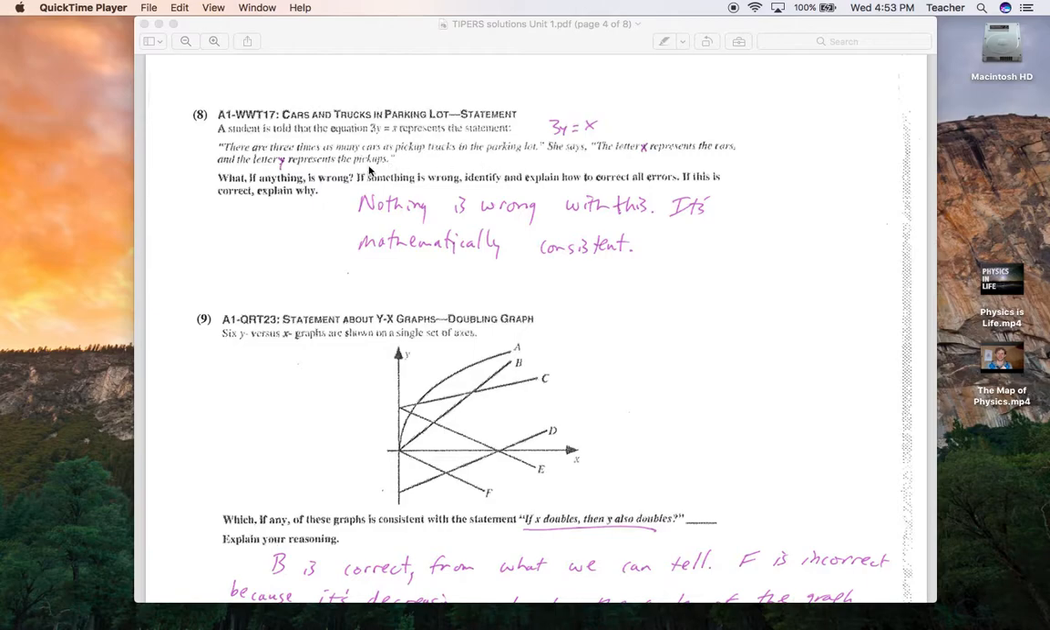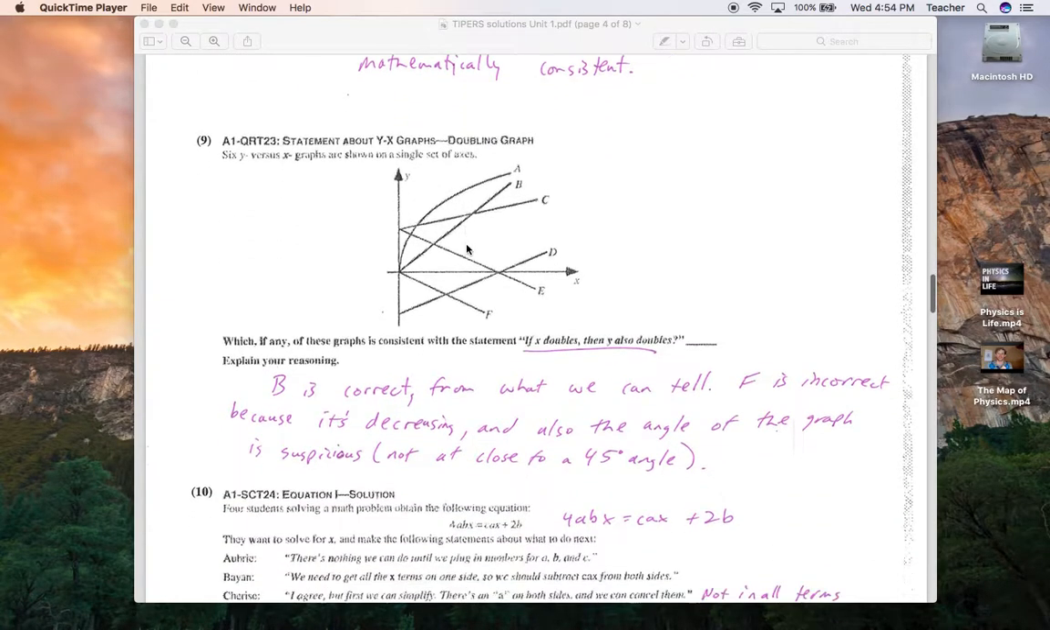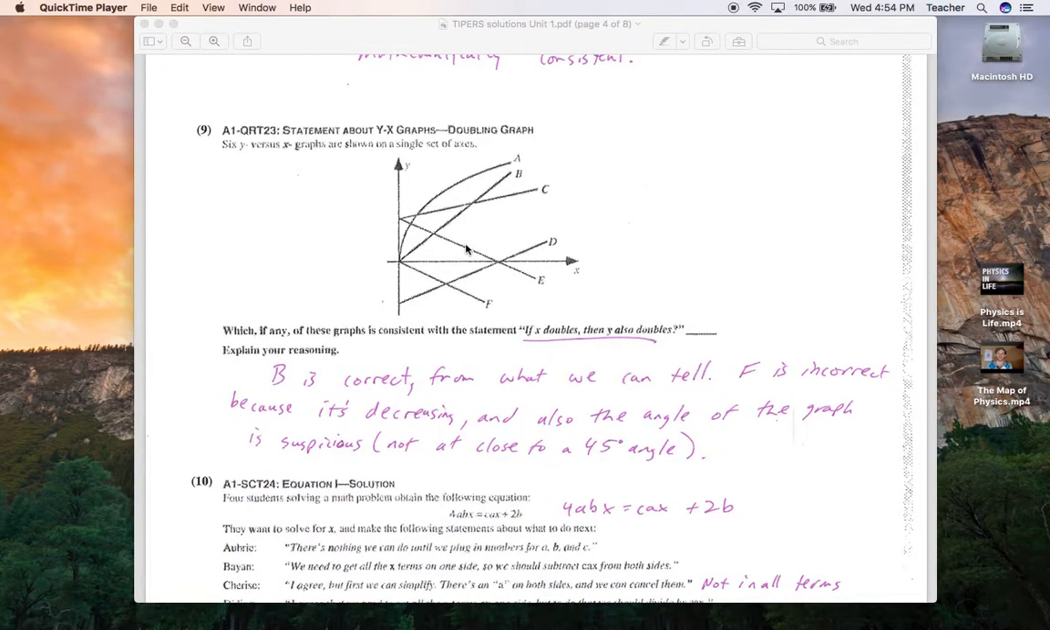So it's if X represents cars and Y represents pickups. So there are 3 times as many cars as pickup trucks in the parking lot. Well, if I pick cars, say that's 1,000 equals 3 times the number of trucks, then to get the number of trucks all by itself, I'd take X divided by 3. 1,000 divided by 3 would give me 333 pickup trucks in the parking lot. So that's correct.